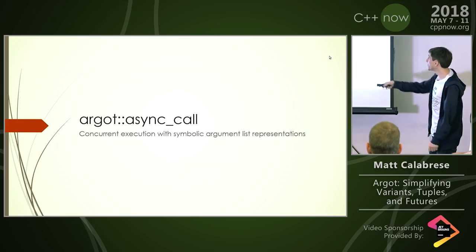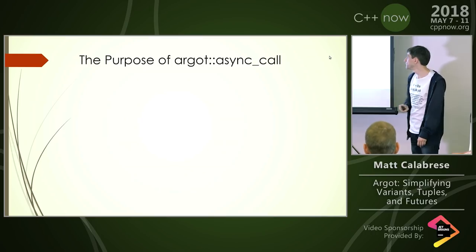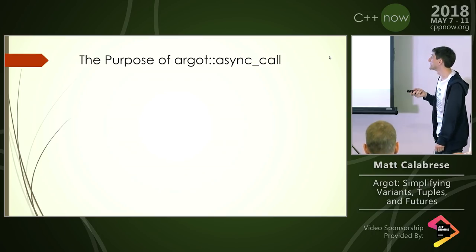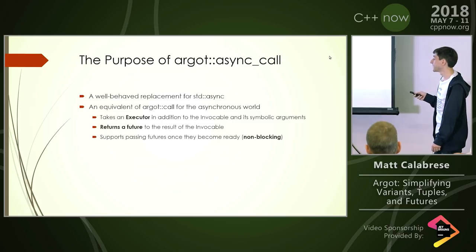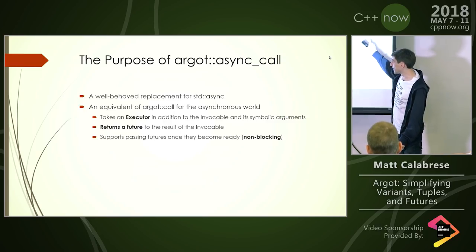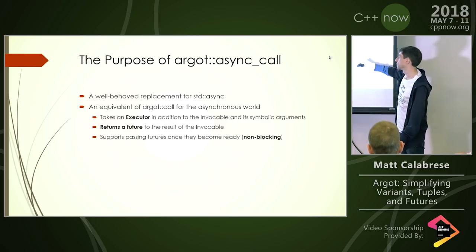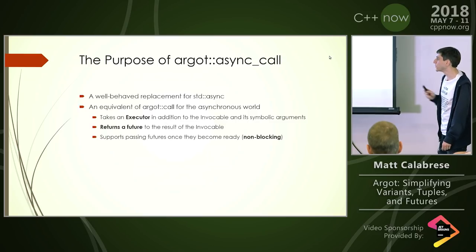So, introducing Argo async call. The purpose of Argo async call: it should be a well-behaved replacement for std async. In addition to that, it should also have similar semantics to Argo call, but it should take in an executor. It should also return a future. And it should support some way that we can expand out a future only once it's ready.